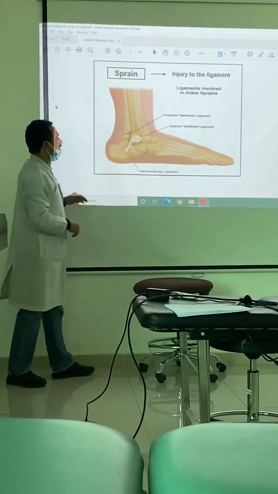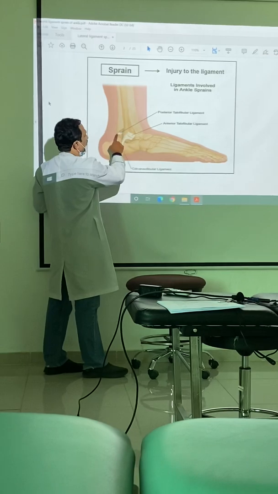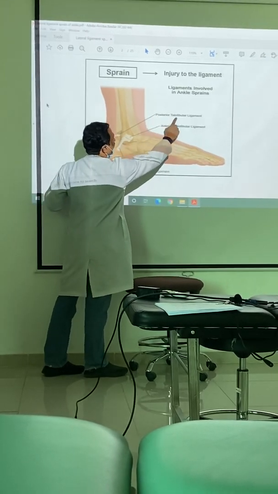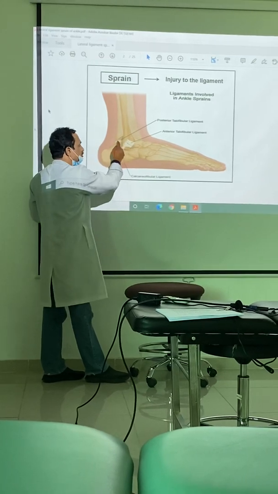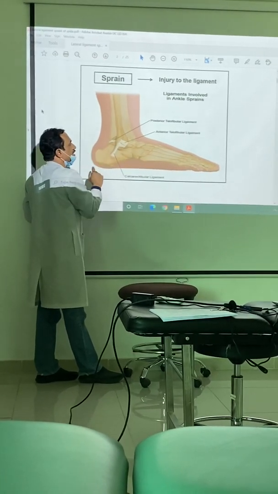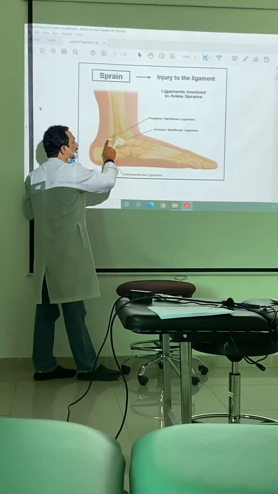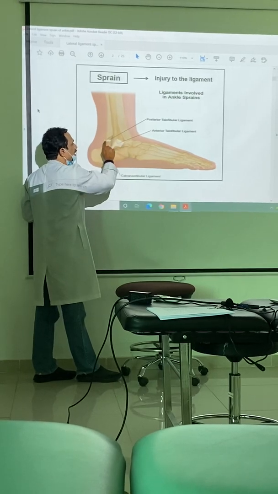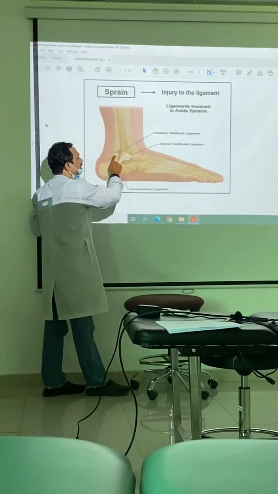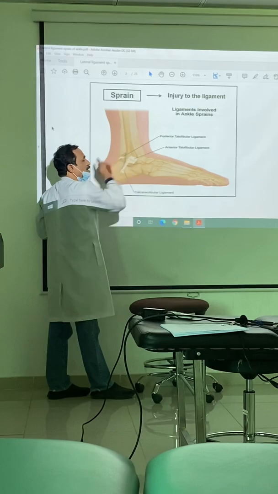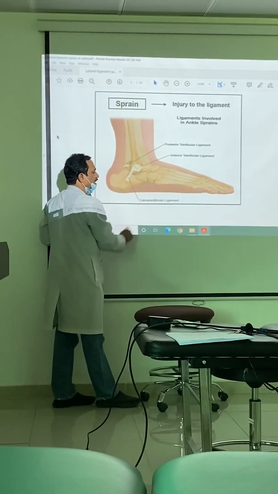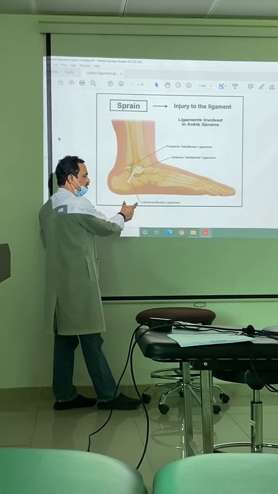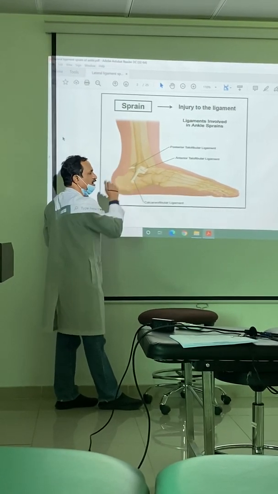Second, when you see here, this one, the posterior talofibular ligament. A ligament which is on the posterior side, attaching the talus and fibula. So that's why it is called the posterior talofibular ligament. Third one is the calcaneofibular ligament. There is no anterior or posterior. Why? Because it is only one ligament.